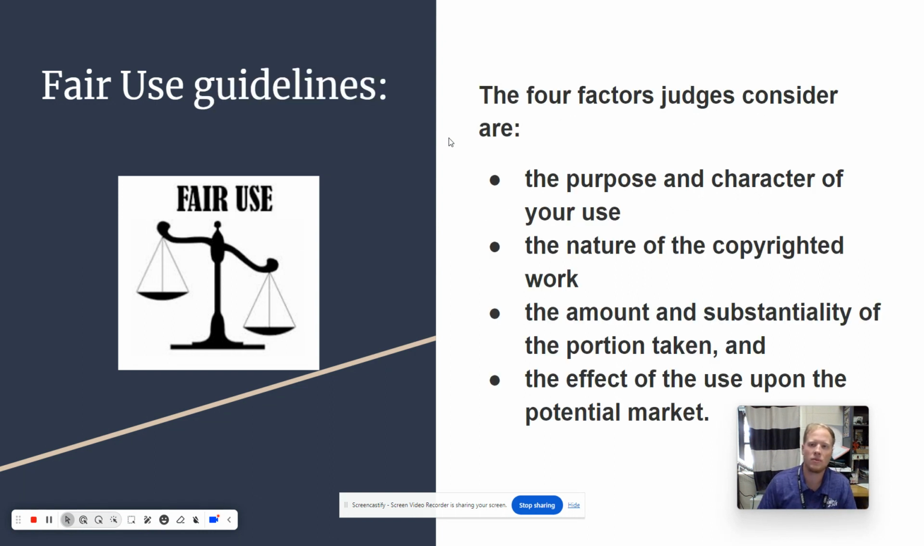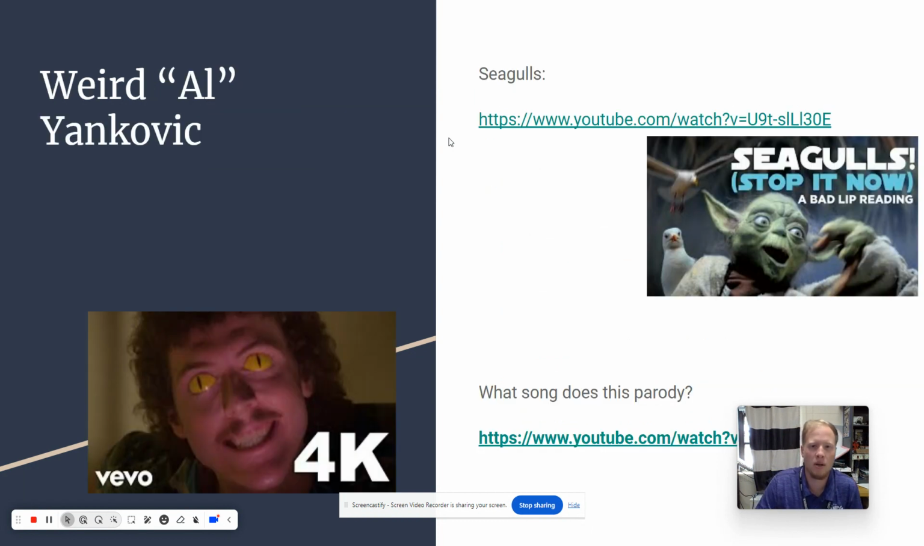So the four guidelines you want to consider: what purpose and character did you use this? So why are you doing it? The nature, what did you copy? How much of it did you copy? And the effect on the market. Did you cost them money? So the purpose, why you did it, what you copied, how much you copied, and the effect. Did you cost them money? That's what it comes down to.